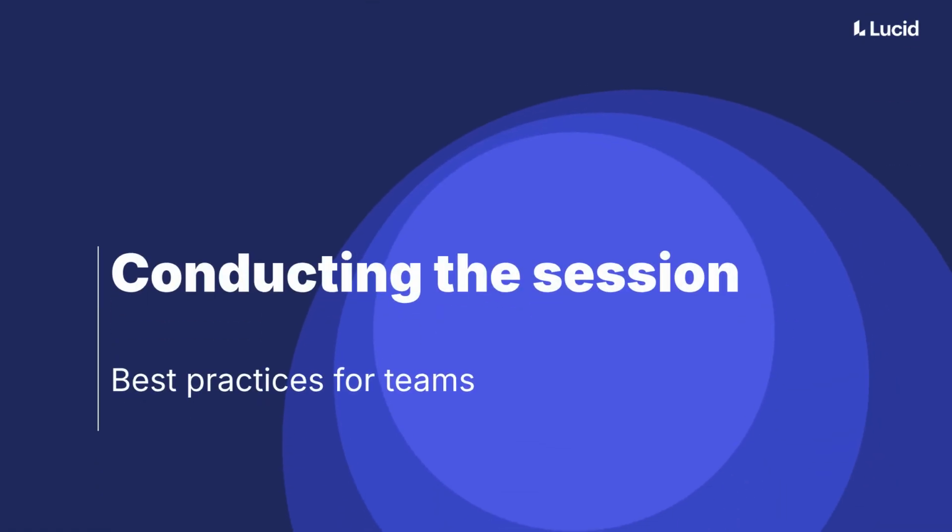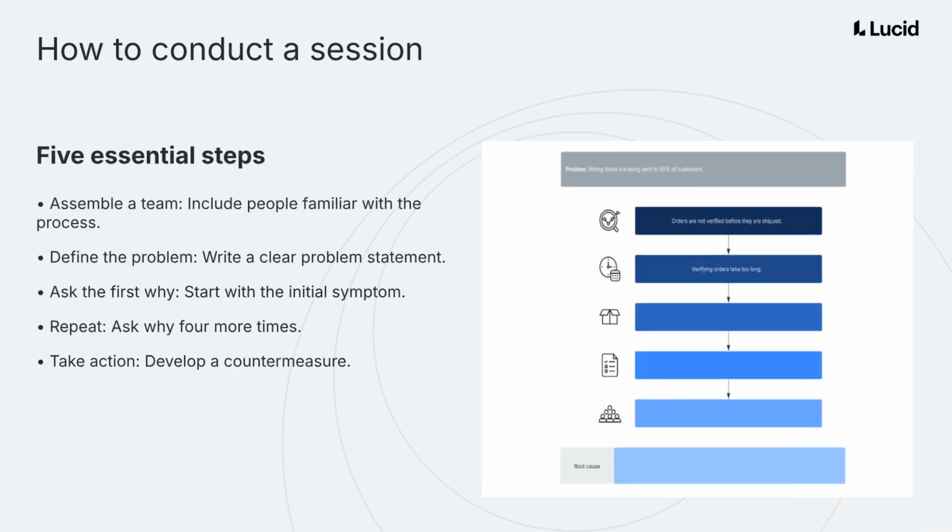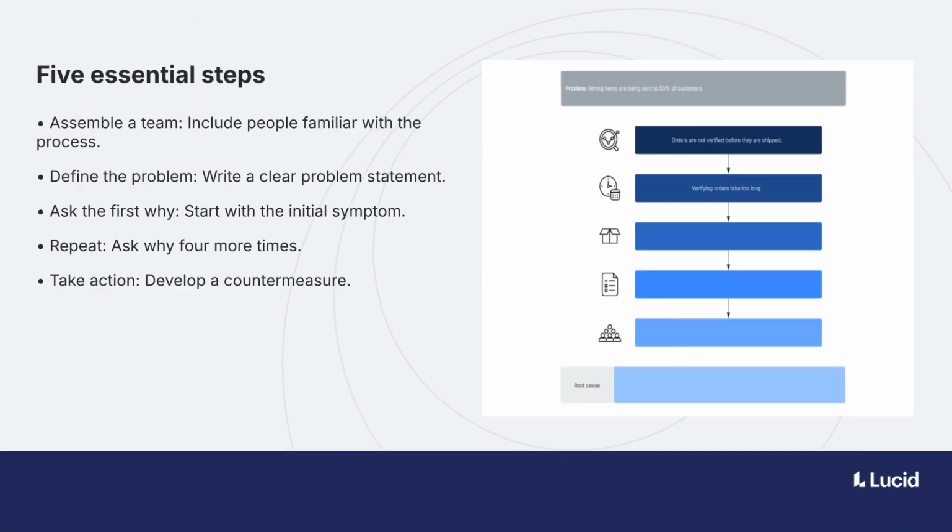Success depends on the people in the room. Let's look at how to facilitate a productive session that moves beyond surface-level symptoms and gets to the heart of the issue. How to conduct a 5 whys analysis session. Start by assembling a cross-functional team. Define the problem clearly. Ask the first why, repeat 4 more times, and then assign actionable countermeasures.